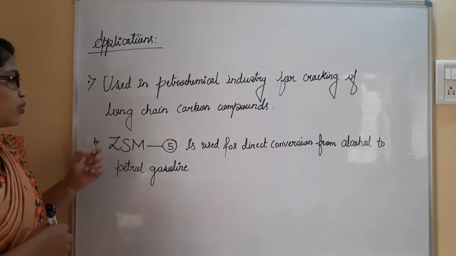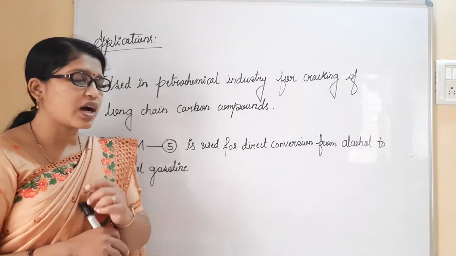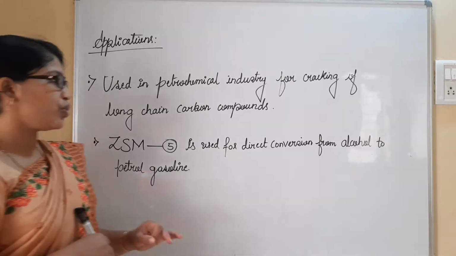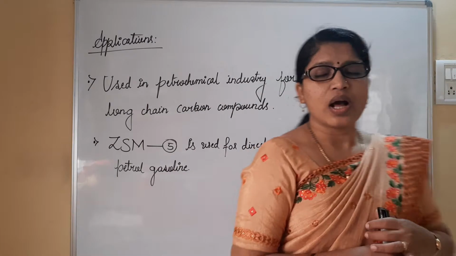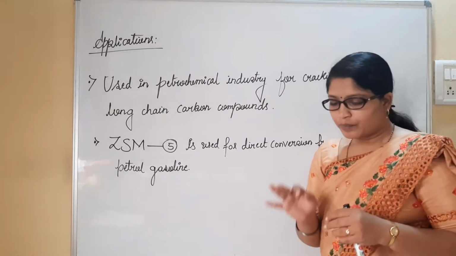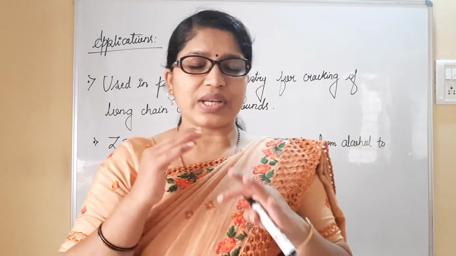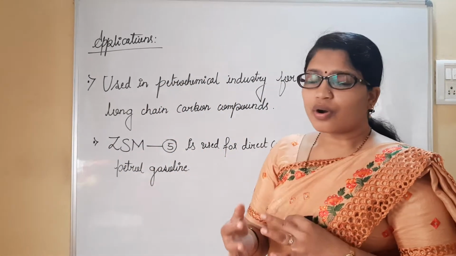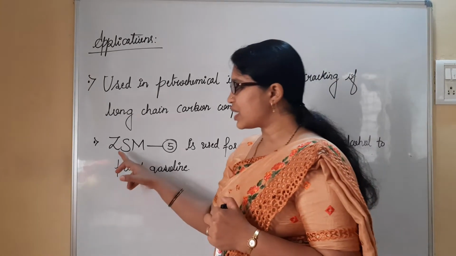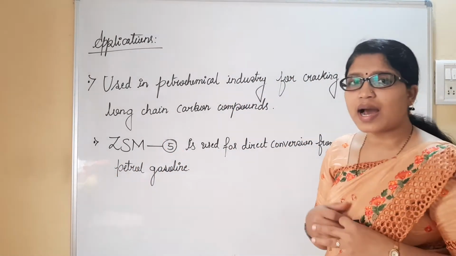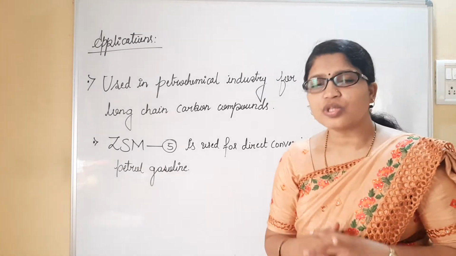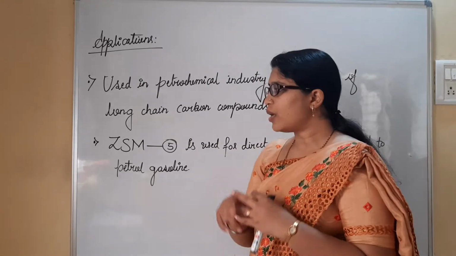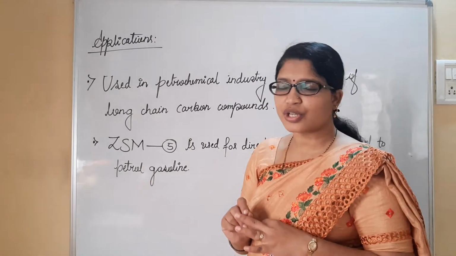Then the second point, it is most important. Sometimes this question can be asked for 1 mark. ZSM-5 is the most prominent catalyst used for the direct conversion of alcohol to petrol gasoline. Conversion of alcohol to petrol gasoline is a tricky reaction wherein we need a catalyst referred to as ZSM-5. In your examination, they will ask which catalyst is used for the conversion of alcohol to petrol gasoline. Then you are supposed to remember ZSM-5 is the catalyst used.